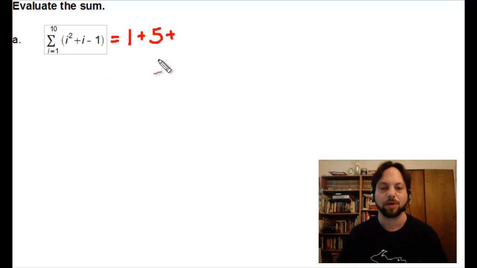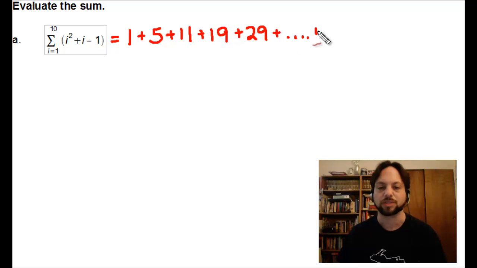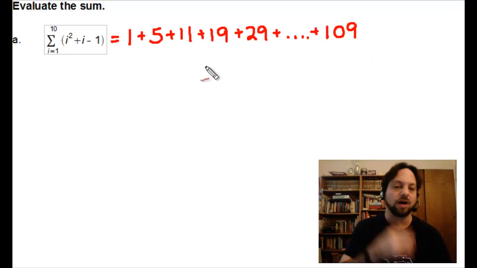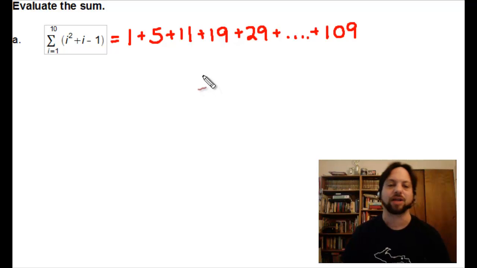What happens when i equals 2? Well, that's going to be 2 squared plus 2 minus 1, which if I did this correctly should give me 5. How about when i equals 3? That would be 3 squared plus 3 minus 1. That's 11. And so I see that I do have some kind of progression going on here. I have 19, I'll follow that with 29, and I can just keep going and going. Of course, there's only 10 terms, and in fact, the very last term is 109. So if you want to, go ahead, write them out, add them up yourself, try to do it without a calculator, and see how it all works out for you. It's not that fun.